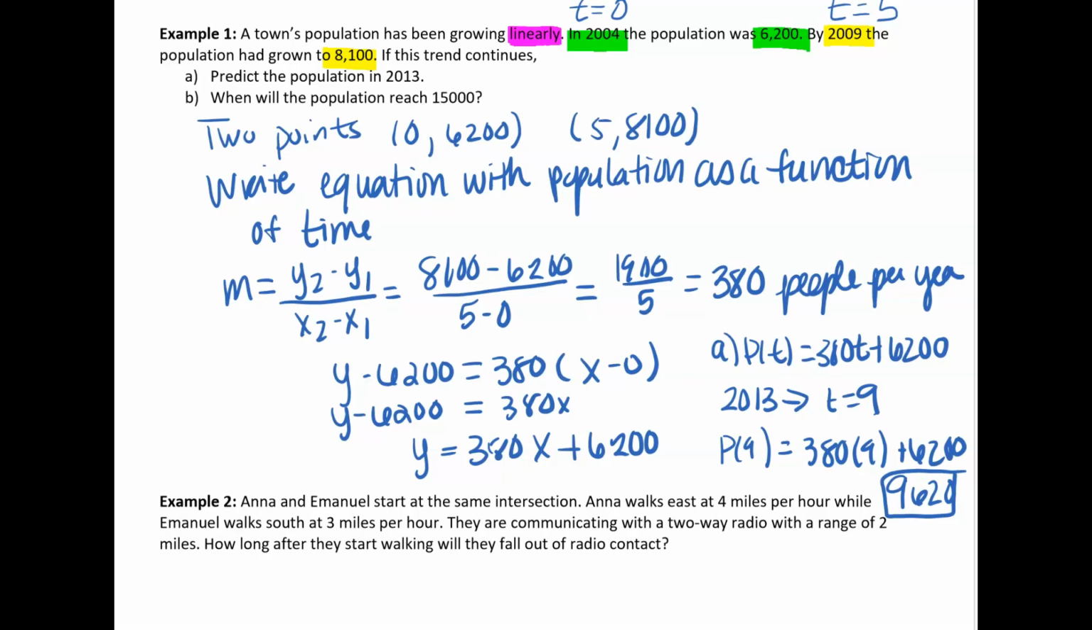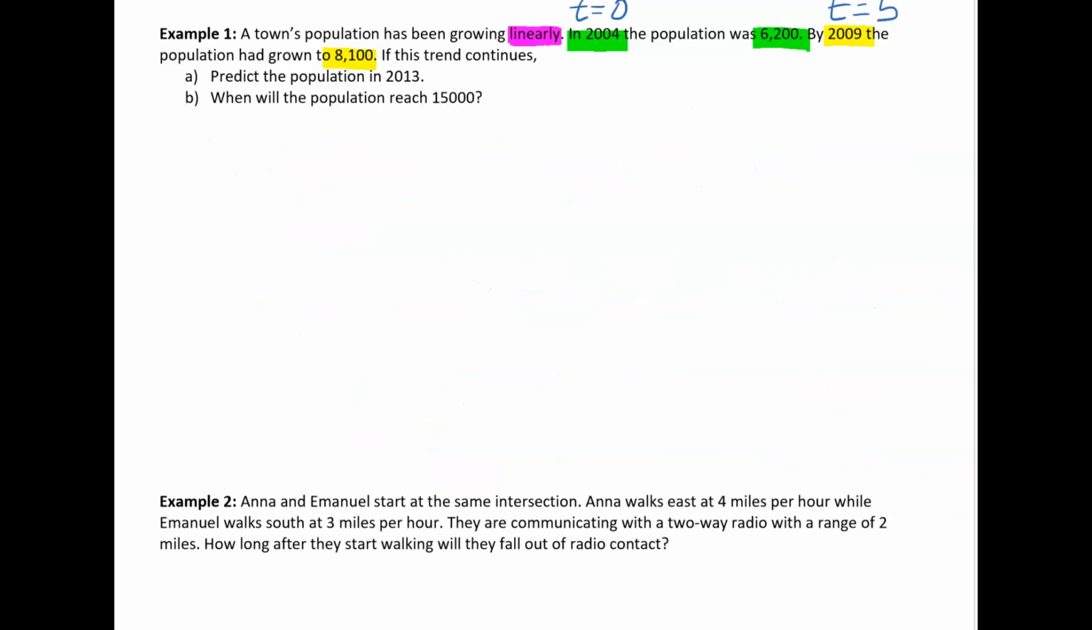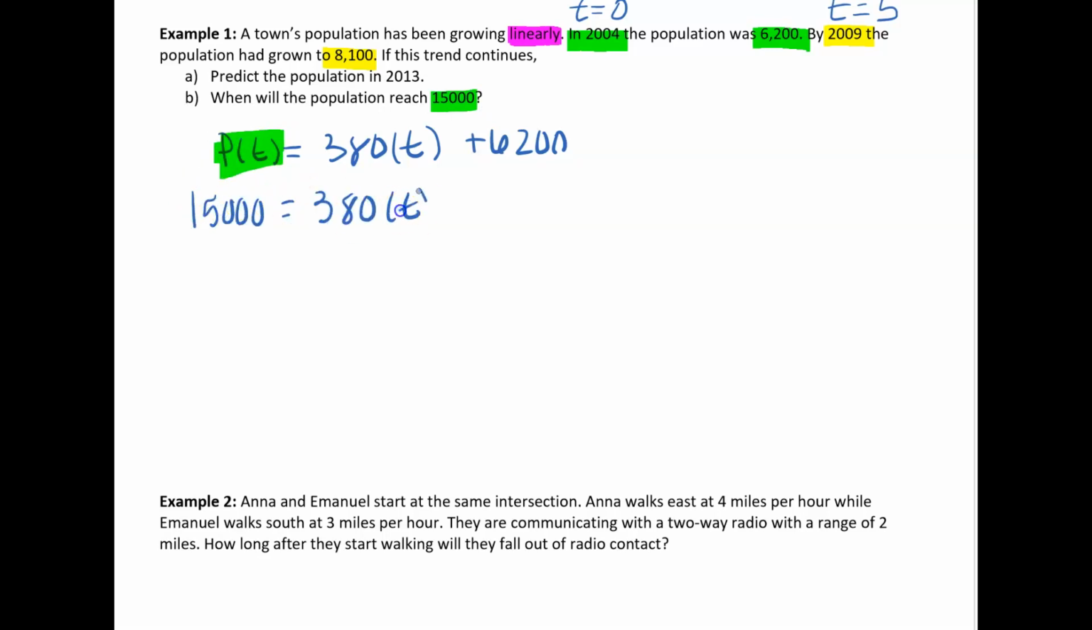Now for the second part, it says, when will the population reach 15,000? So we've done all this work and created our equation. Let's pause and work on the next part. We're going to take what we've learned from all that work we just did: 380t plus 6,200. For part B, we're going to predict when the population is 15,000. We're going to take that 15,000 and put it right here with this P of t. So I'm saying I want my population to be 15,000. And now let's solve for t and figure that out. So I'm saying minus 6,200.